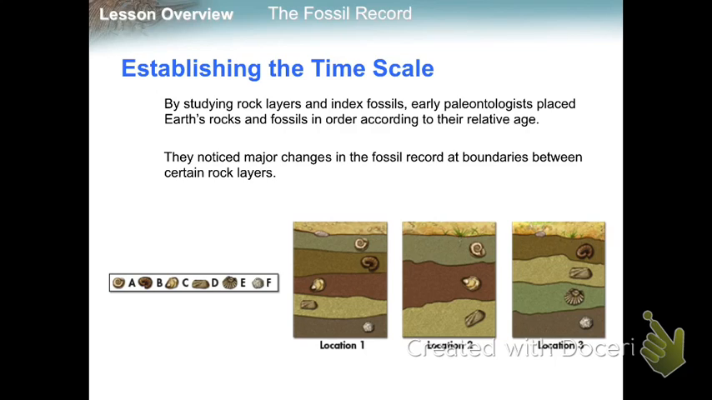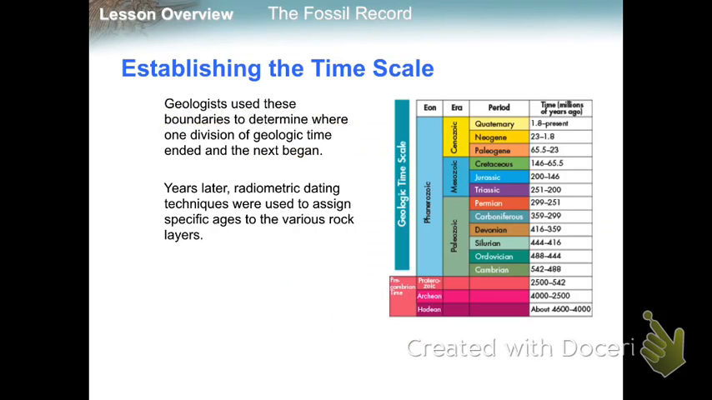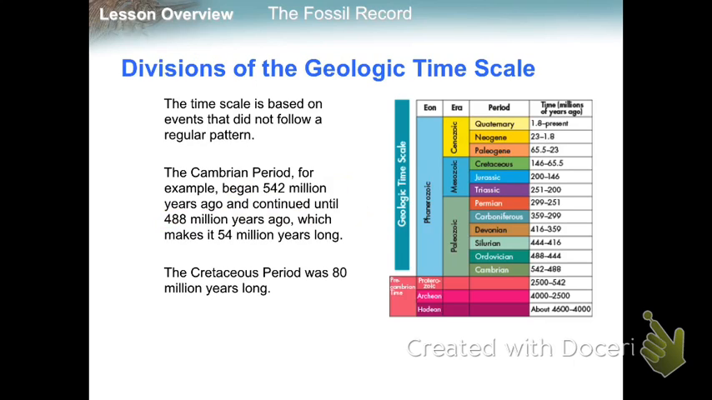So back to relative dating, they placed Earth's rocks and fossils in order according to their relative age, and they saw changes in the fossil record at boundaries between certain rock layers. So that's where they made the breaks in the geologic time scale. Then radiometric dating, once it was perfected, was added on to get more specific with the rock layers and the ages of the rock layers.